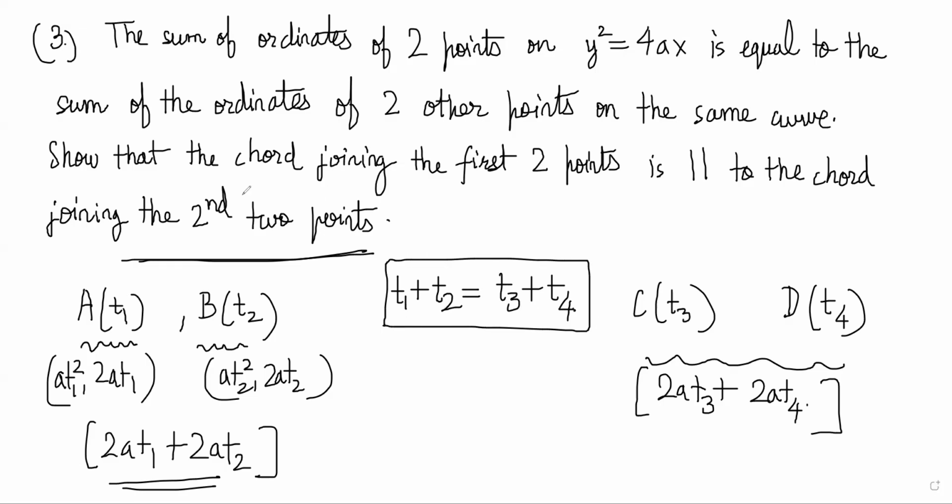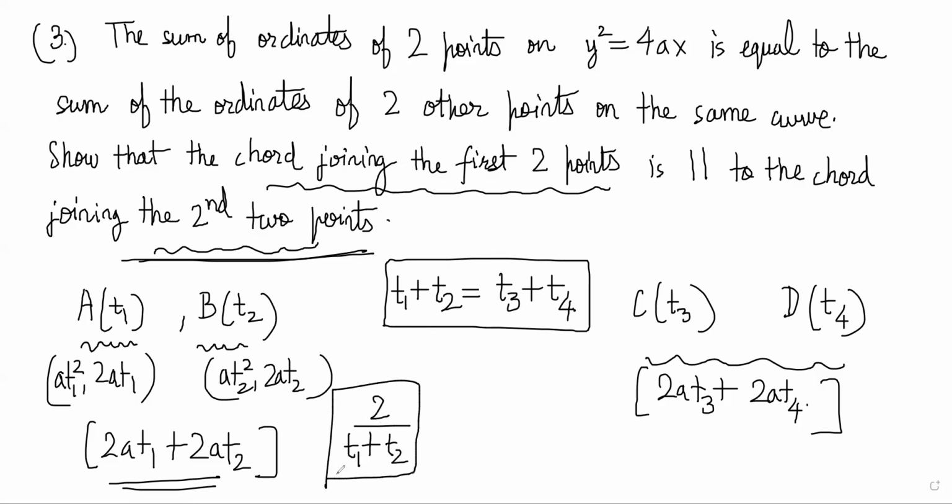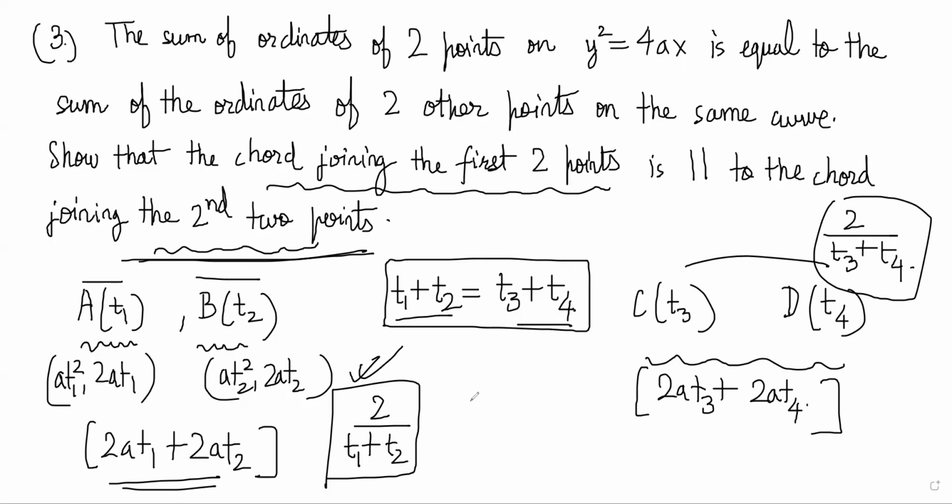Once we know this, we have to prove that the chord joining the first 2 points is parallel to the chord joining the second 2 points. And we discussed when we did the theory of the chords of a parabola, the slope of a chord is 2/(t1 + t2). Remember, I told you that we need to remember this. The slope of any chord between two parametric points is 2/(t1 + t2). And therefore, for the other chord, the slope would be 2/(t3 + t4). And obviously, the question itself has said that this is equal to this. So the slopes are the same, so the lines are parallel, right? So that is pretty easy. Let's move on to the next problem.